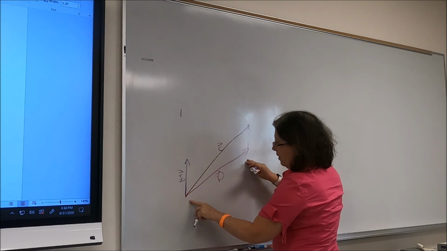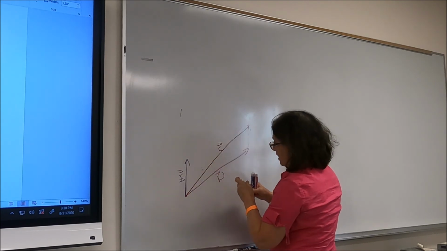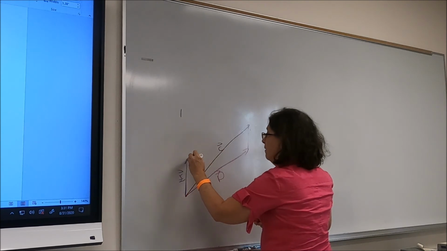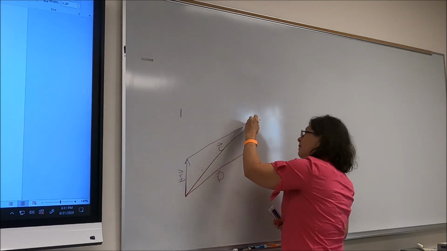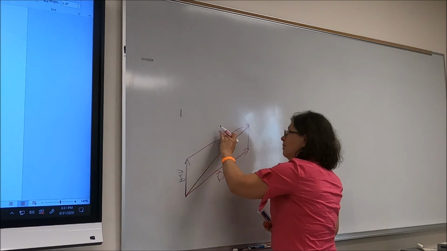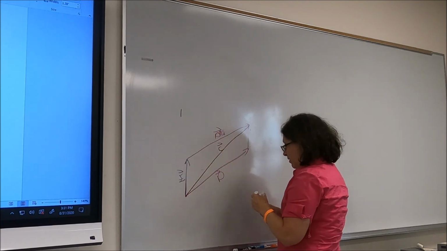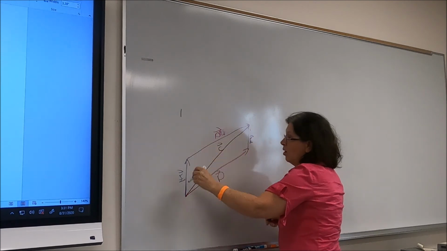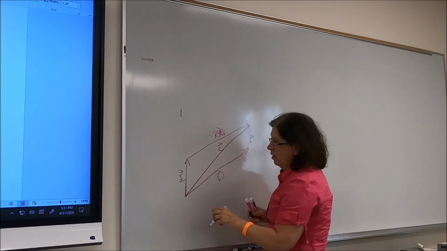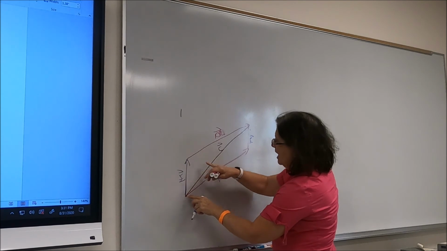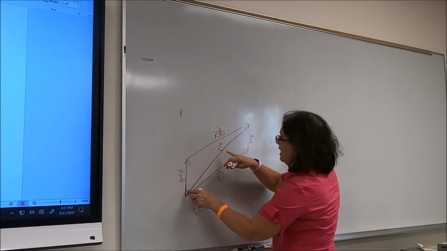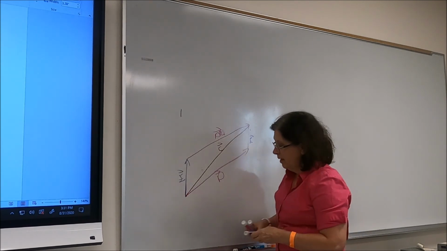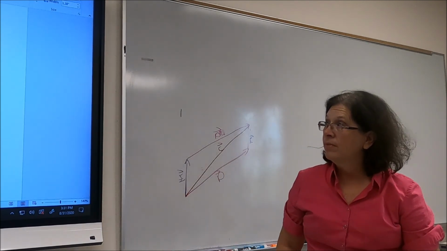Now, what I want you to notice is if I took D and I slid it up to the tip of E, I could redraw D there, just like I redrew E over here. And notice I get a parallelogram. So no matter if I add E plus D, or D plus E, I get the same vector C out of the addition. All right?